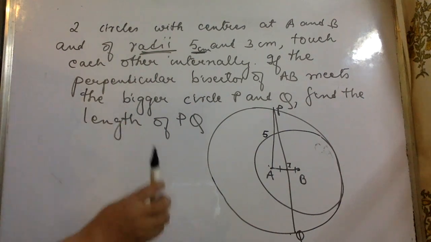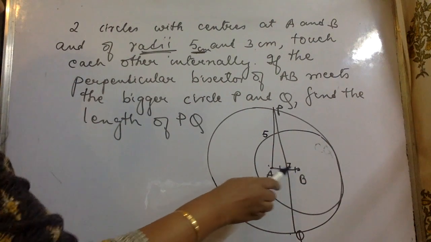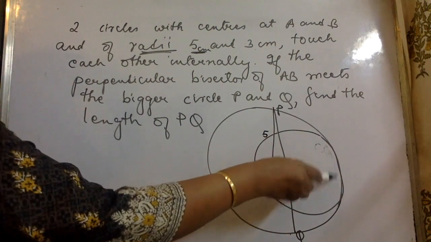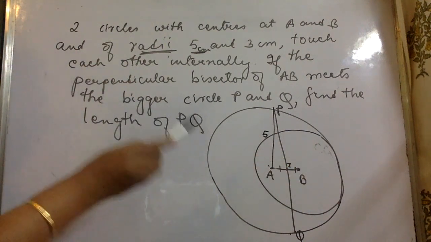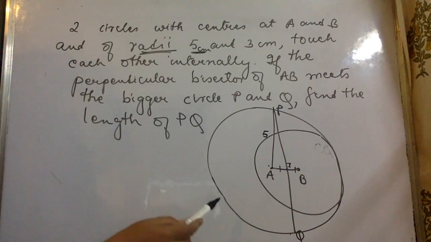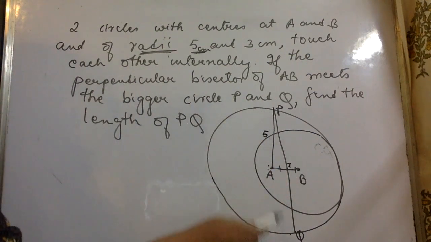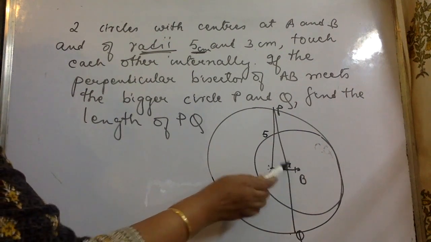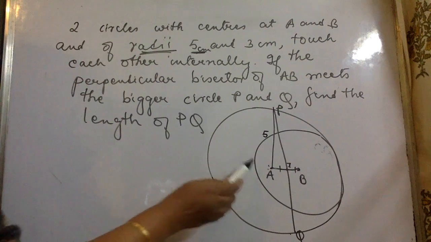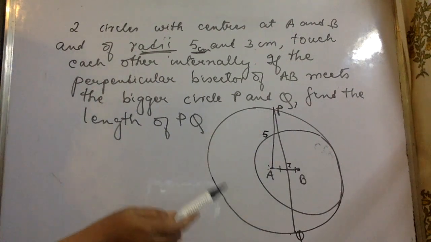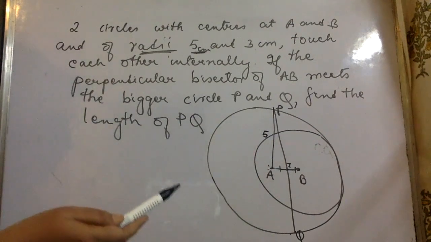Okay, so this is our next sum. There are two circles they have told, and their centers are at A and B, and they meet internally. This is how two circles meet internally. And the line between their centers AB, PQ is the perpendicular bisector of AB. That means it is 90 degrees also, and it is bisecting AB also. The radius of the bigger one is 5 and the radius of the smaller one is 3.